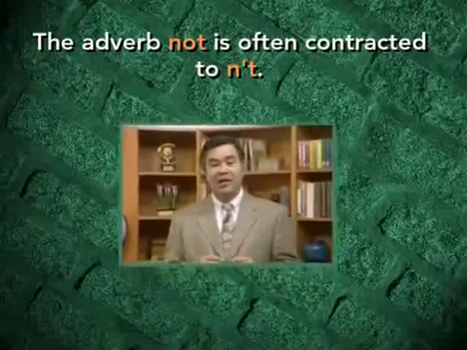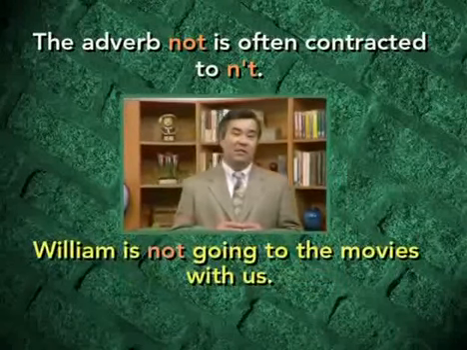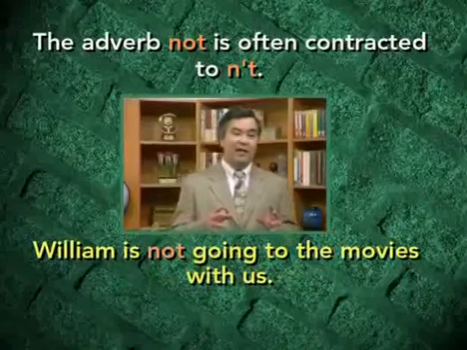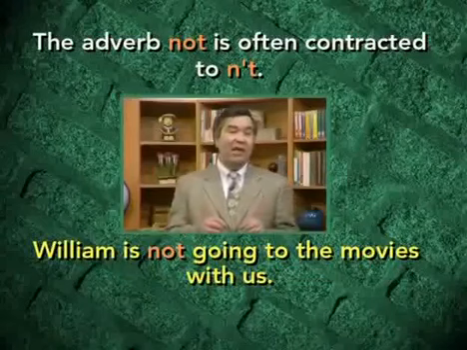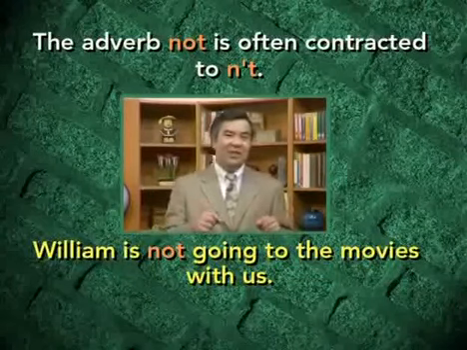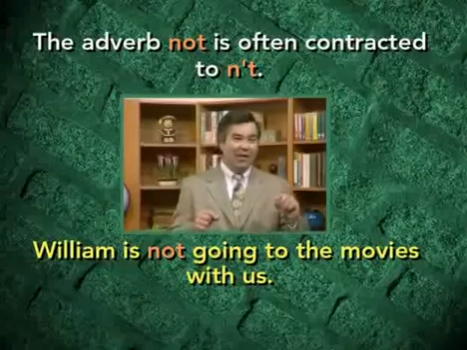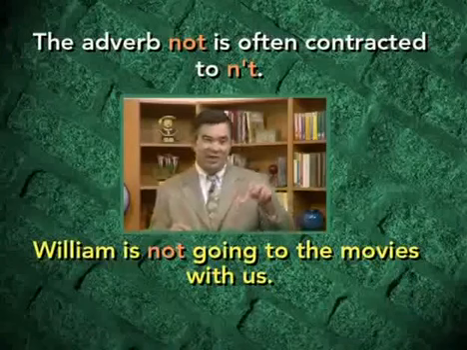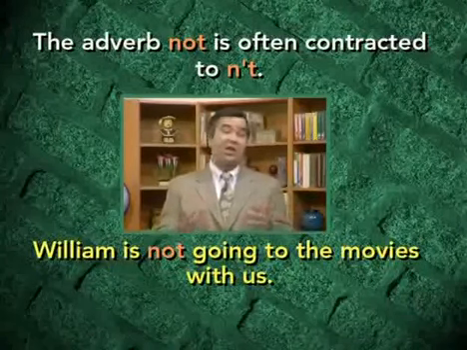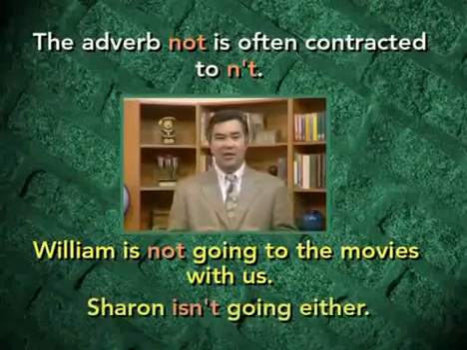So for example, look at these two sentences. "William is not going to the movies with us." Here the adverb "not" appears in the middle of the verb phrase "is going." Remember that the adverb "not" isn't part of the verb phrase, even though it interrupts it. The verb phrase in this sentence is "is going." "Not" is an adverb, which in this case interrupts the verb phrase or appears in the middle of it and changes its meaning to a negative. He is not going to the movies with us.